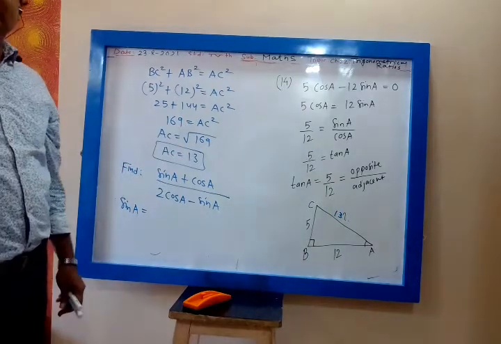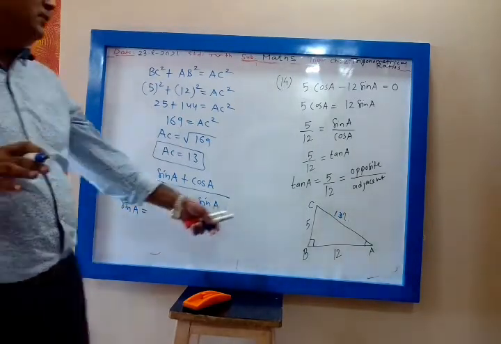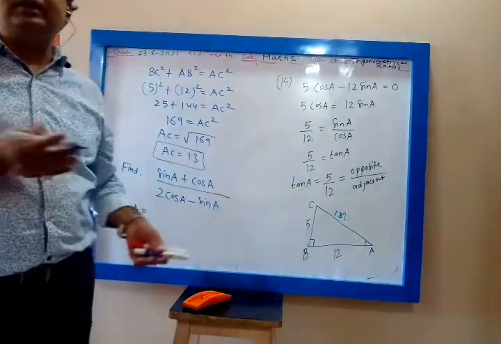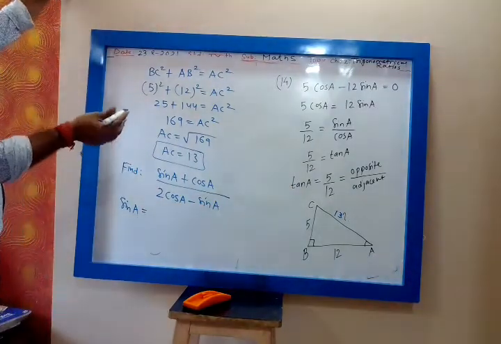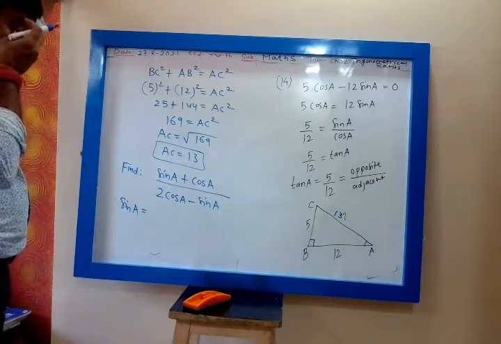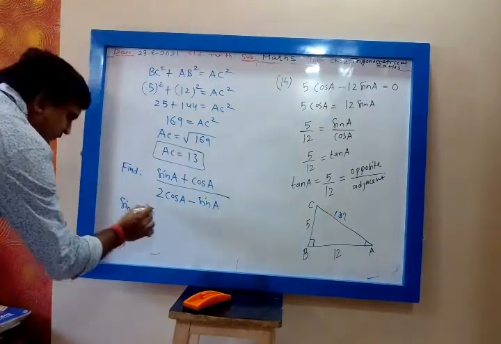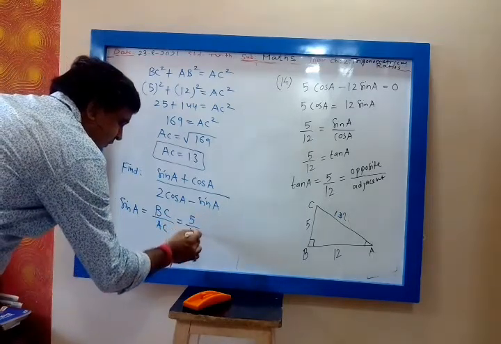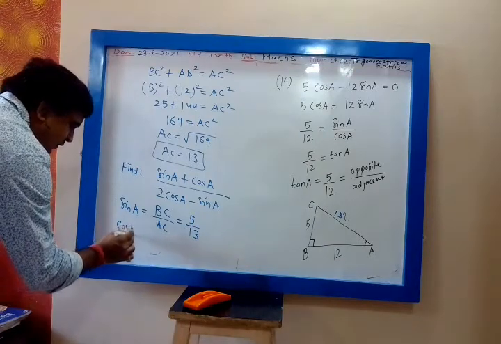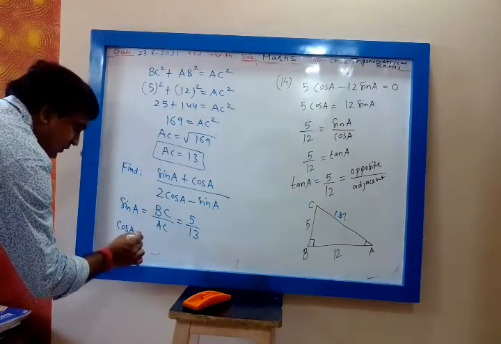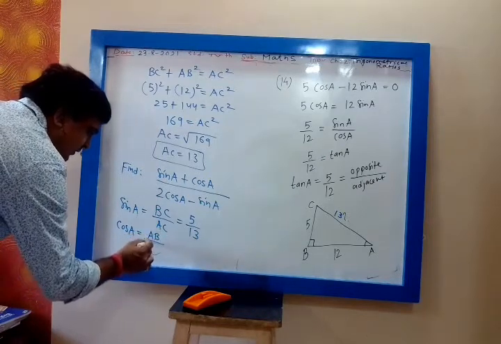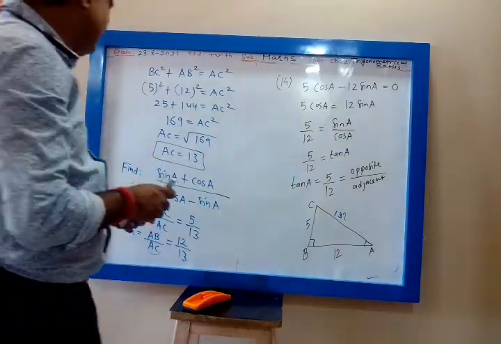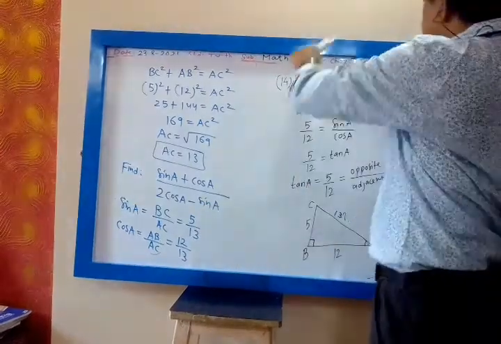See here, if you divide by sin A, then there is no need to use Pythagoras theorem. Yes or no? Because directly you will get the value of tan A. But let me do by both the methods. Okay, so sin A. What is sin A? Sin A is BC upon AC. BC upon AC, BC is 5 by 13. Then find cos A. Cos A is adjacent upon hypotenuse, AB upon AC, and that is 12 by 13. Now substitute the values and simplify.